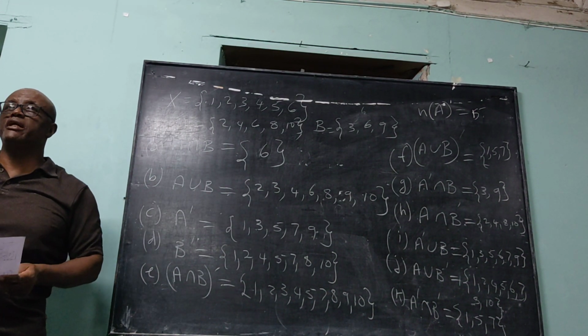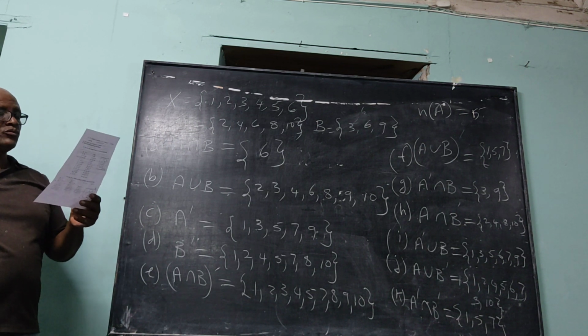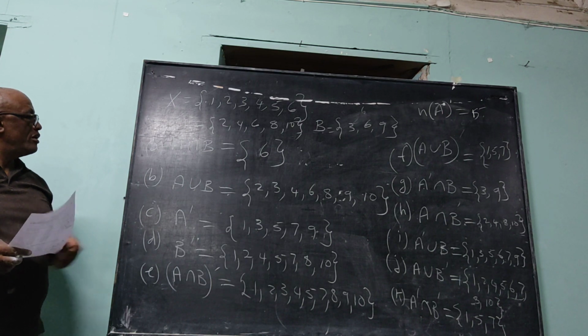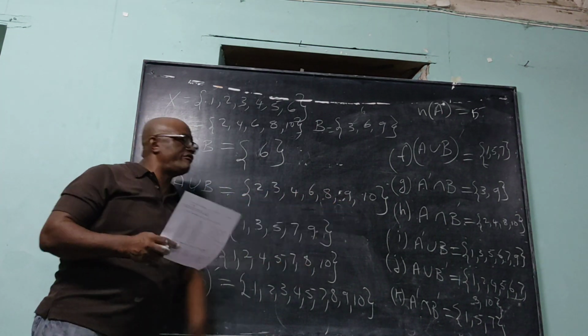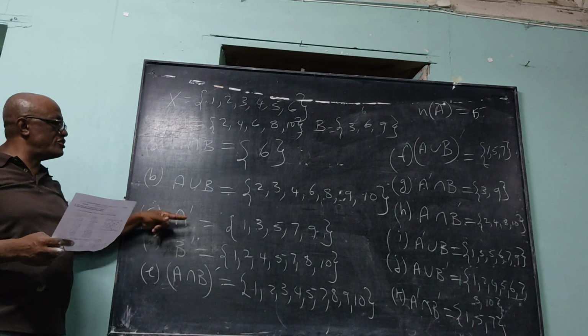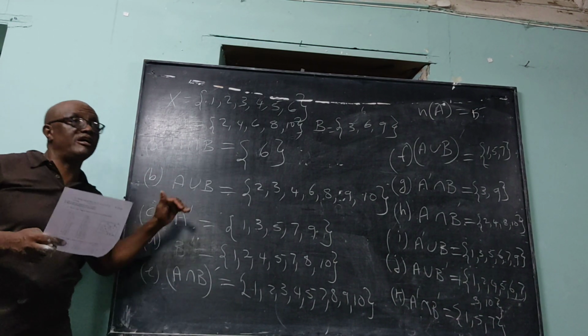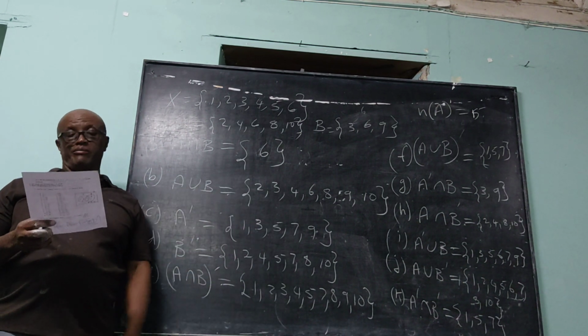Everybody understand what we're doing here? Yeah. Alright. The number in A union B. 1, 2, 3, 4, 5, 6, 7. Alright, so you get the answers, you just count them as we go along. It's the same thing we have done already. So you just have to count them and put in the number.